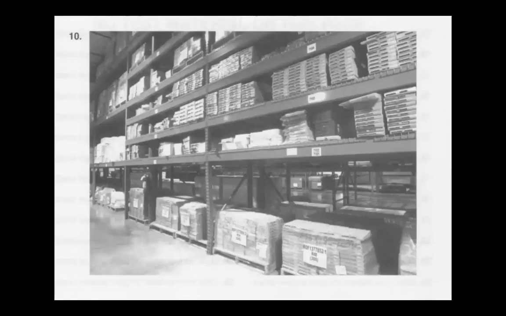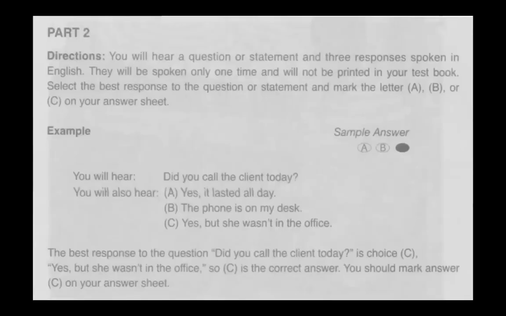Number 10. Look at the picture marked number 10 in your test book. A, the warehouse has been burned out. B, the warehouse is undergoing repairs. C, the warehouse is being stocked. D, the warehouse stores supplies. Go on to the next page.